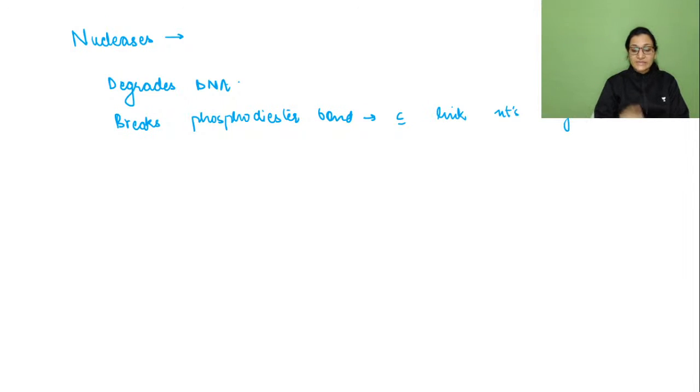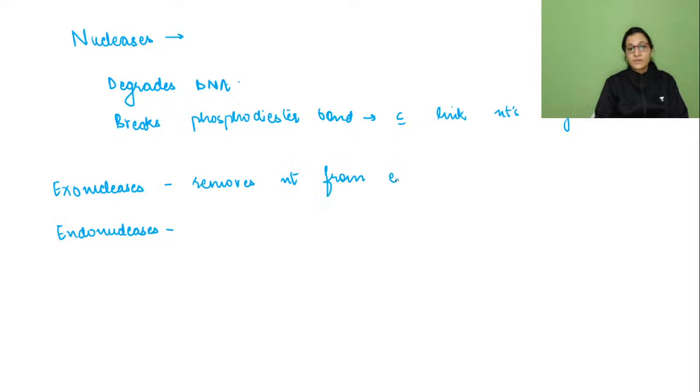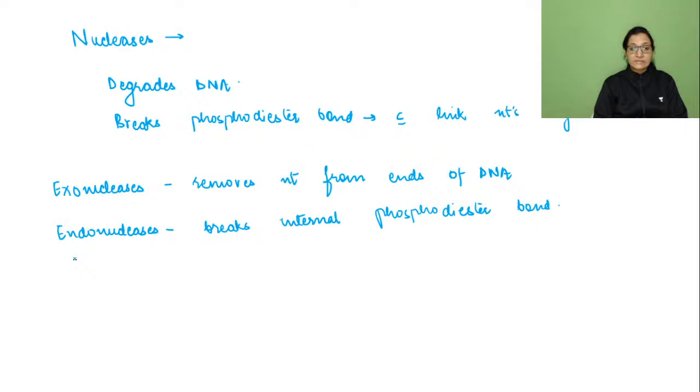There are two different types of nucleases. We have seen one of them in DNA polymerase 1, that is exonuclease. So nucleases are of two types: exonucleases and endonucleases. Exonucleases are responsible for removal of nucleotides one at a time from the ends of the DNA molecule. Endonucleases are responsible for breaking down the DNA chain in between, able to break the internal phosphodiester bonds. These are the two major categories of nucleases.